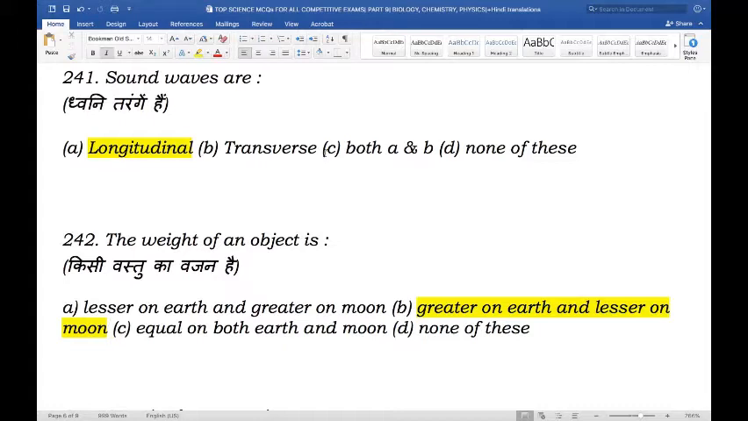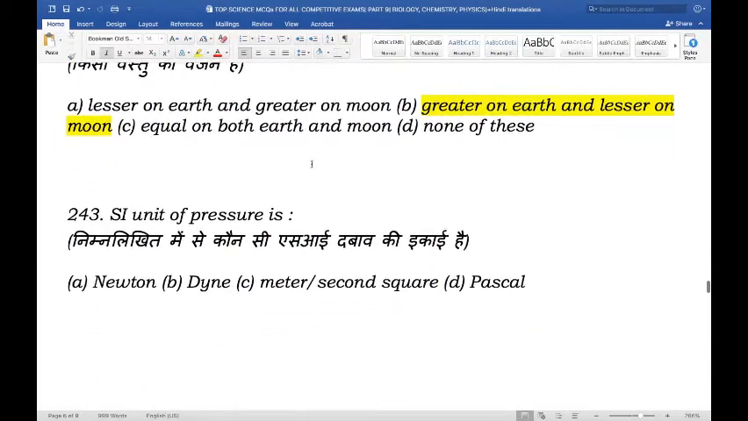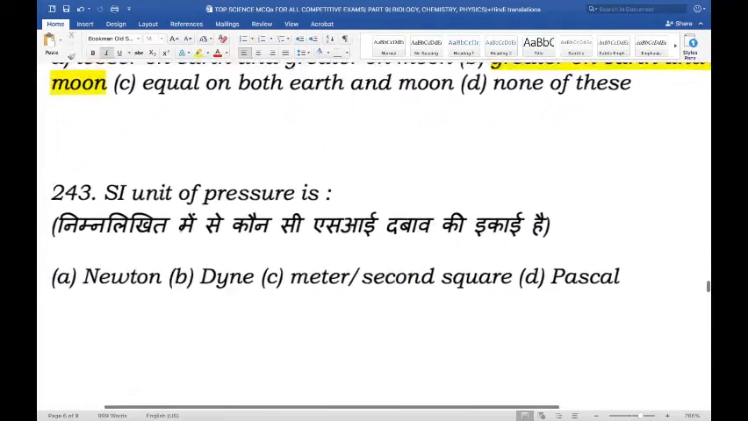So since the gravitational force on Moon is 1/6 of the gravitational force on Earth, the weight of an object is therefore 1/6 compared to the weight on Earth. So that's a very important one to remember. Moving on to the next question.